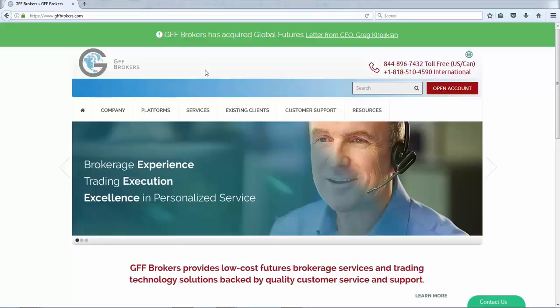So go out, get yourself a broker. If you've never traded before, get a demo. Whatever you're going to use, you can get a demo at GFF Brokers. You can get a demo at Apex Futures. I believe you can get demos of NinjaTrader. I'm not 100% sure about that. Most brokers have demos of their software that you can use and practice with, learn how to take your trades.